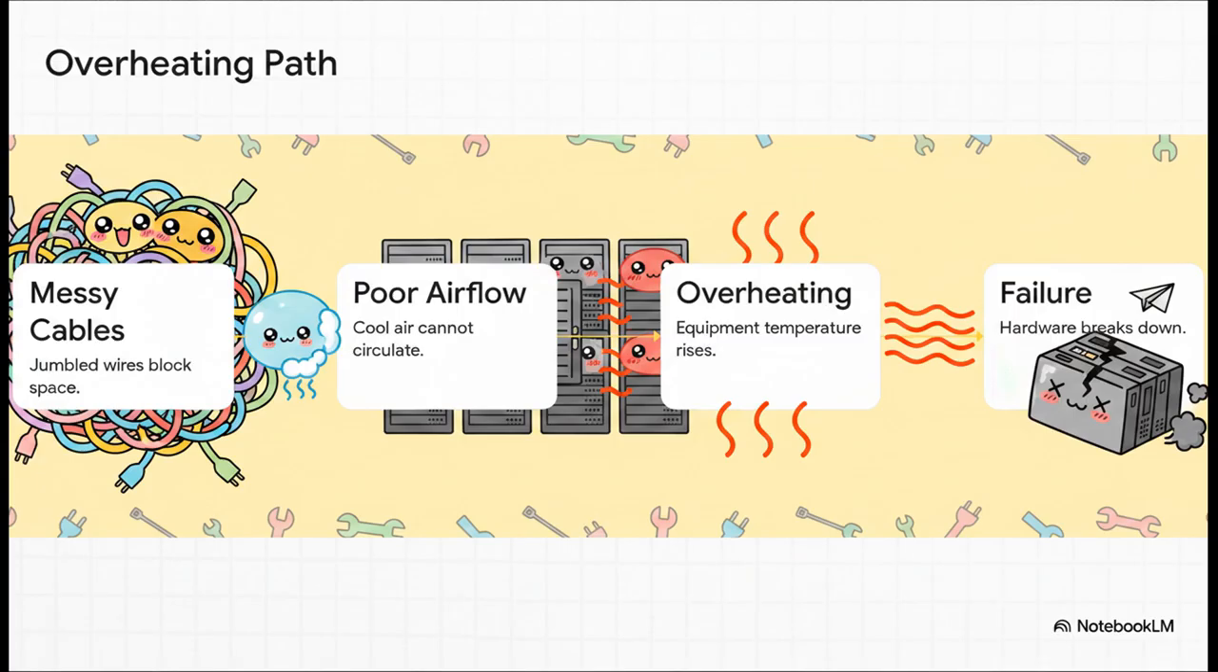The internal fans in your servers just can't push the hot air out and pull the cool air in. That inevitably triggers step 3, overheating. And finally, the worst-case scenario, step 4, equipment failure. By neglecting simple, basic cable organization, businesses are dramatically shortening the lifespan of their high-end network equipment, literally turning a $1,000 server into a paperweight.